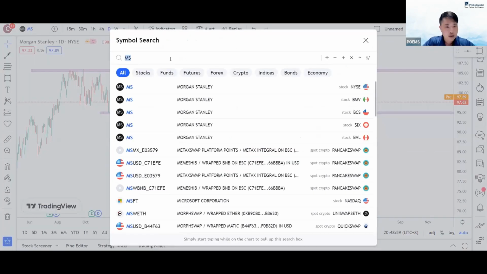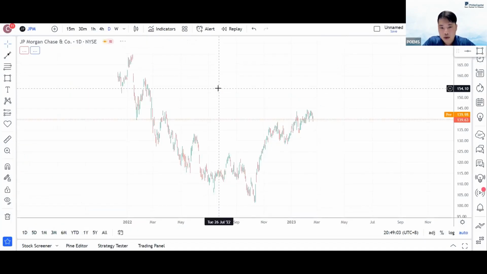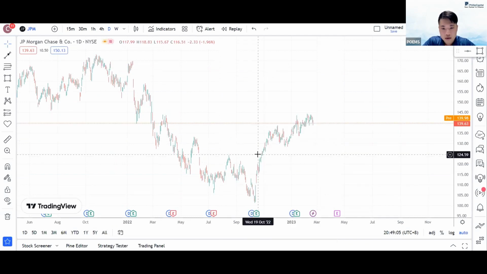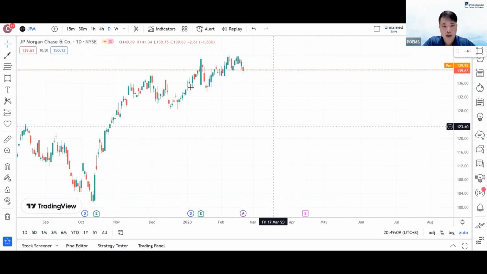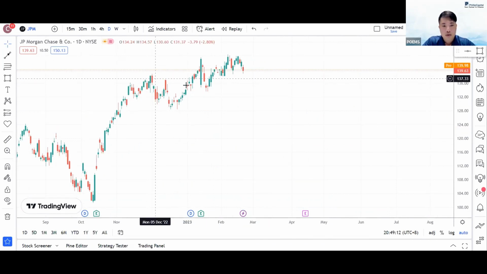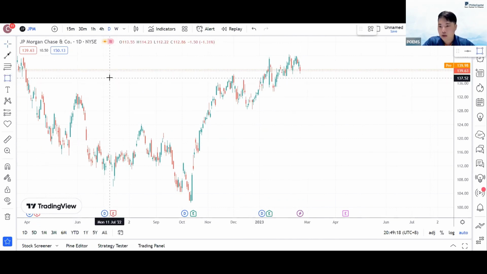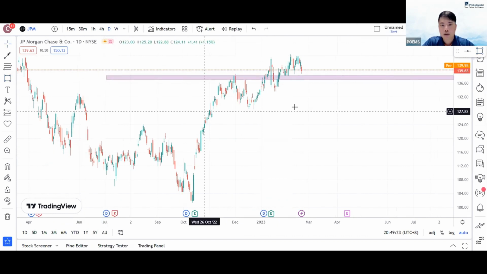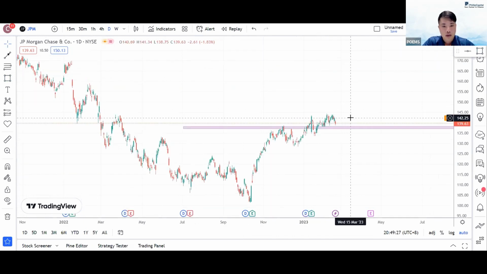Then for JP Morgan, JPM, very similar, quite similar. Okay, price previously there was a resistance somewhere around here, and then it has started to turn support at around 135, around 136 to 138 level. So price continues to hover above the 138.